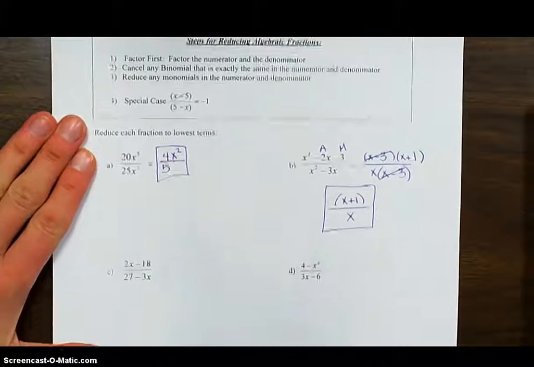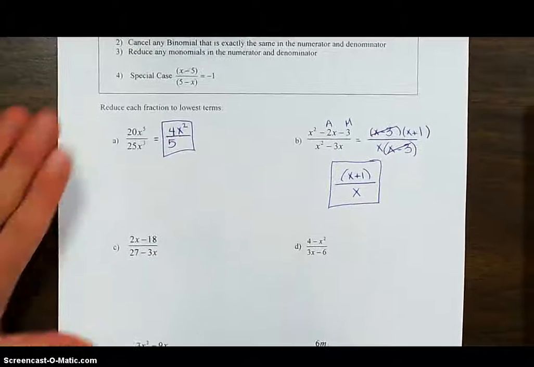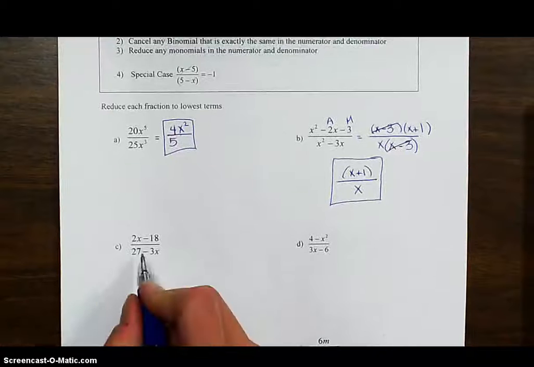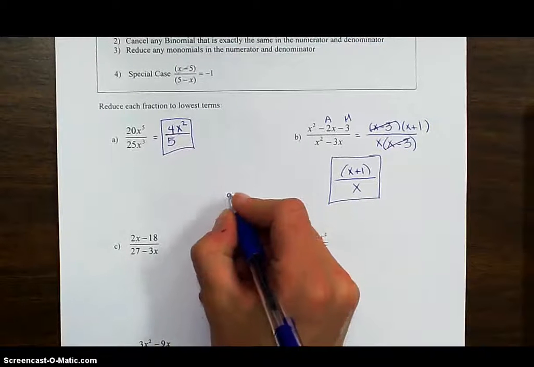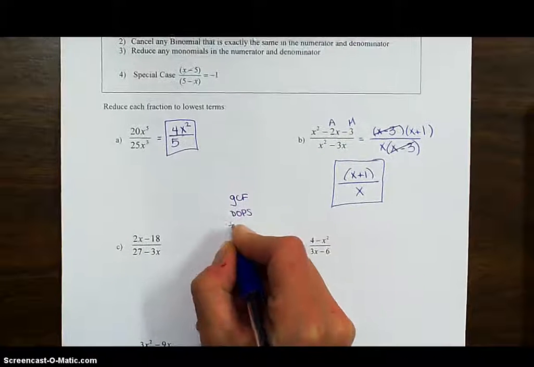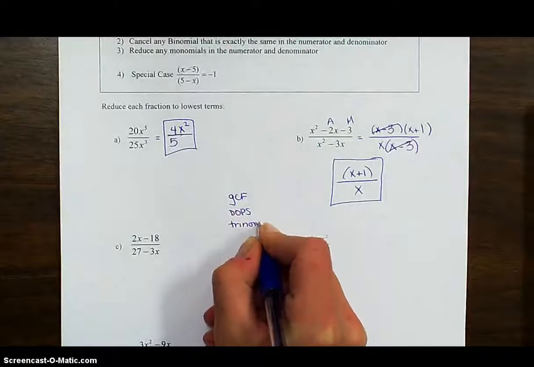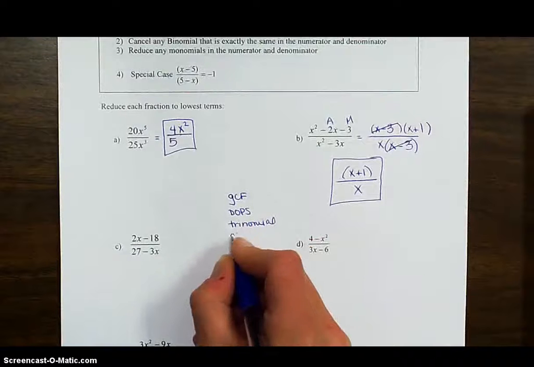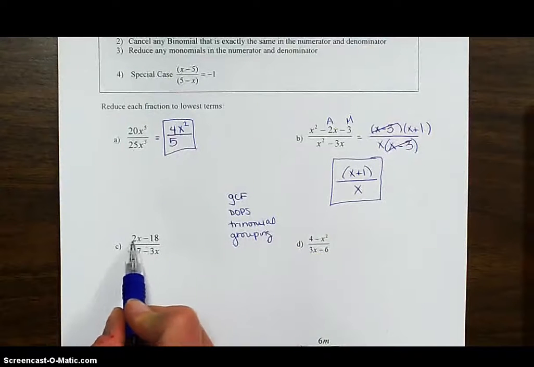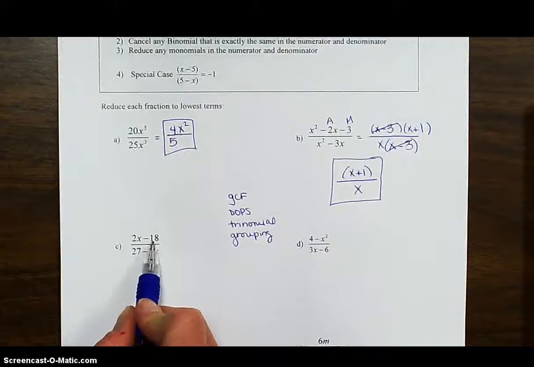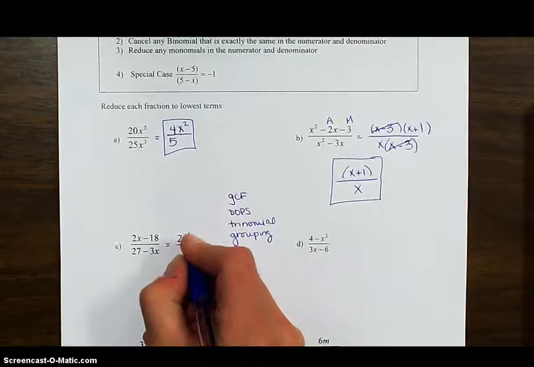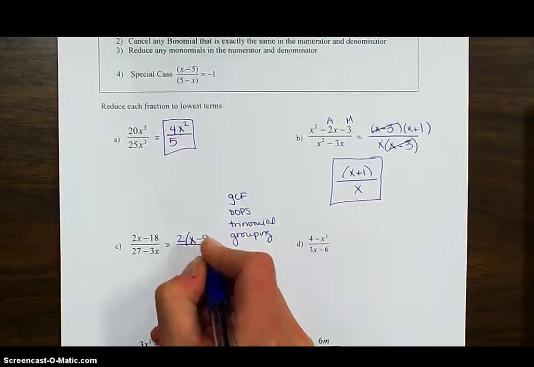Okay, so let's go down now and try C. So the first thing we have to do is factor first. So when we factor, remember the first type of factoring you always try is GCF. And then we try difference of perfect squares. Then we try trinomial. And if that doesn't work, then we're going to try grouping. So let's take a look at our first one. Well, it's a binomial, and there is a GCF. The GCF is 2. So I factor out a 2, and we get x minus 9.